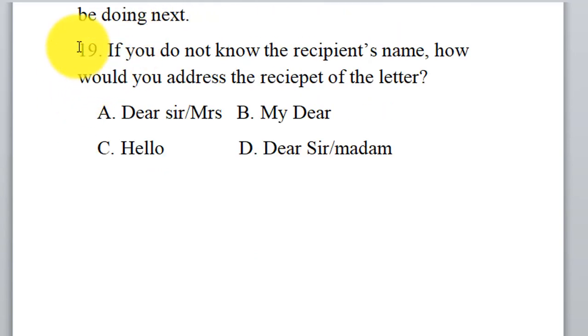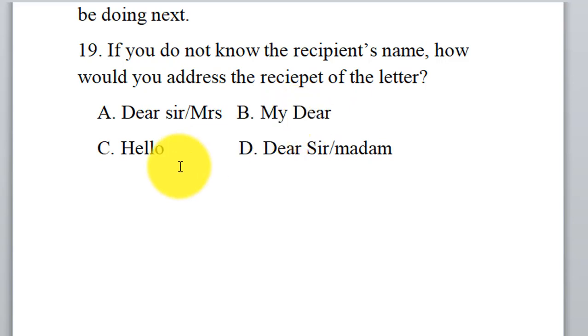Look here, question number 90. If you do not know the recipient's name, how would you address the recipient of the letter? If you do not know the name of the person you are writing to, how would you address the letter? Yes: dear sir or madam.